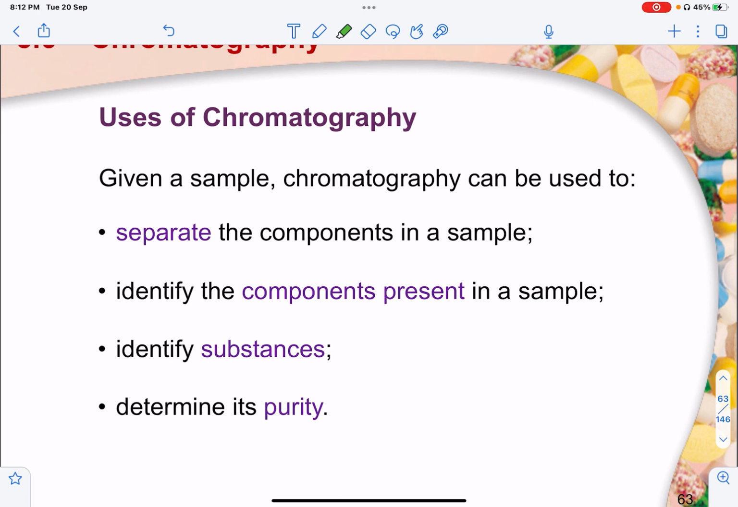So some uses of chromatography: given a sample, chromatography can be used to separate components of a sample and also to help identify components present in the sample, provided that the components we want to check are already known to us. And this helps to identify the substance and also to determine its purity, because if it's a pure substance, there's only one component.